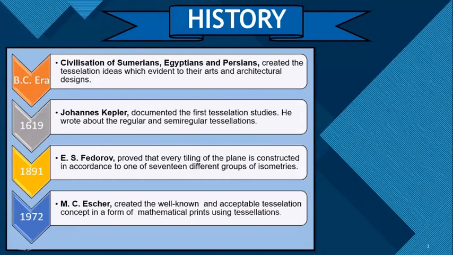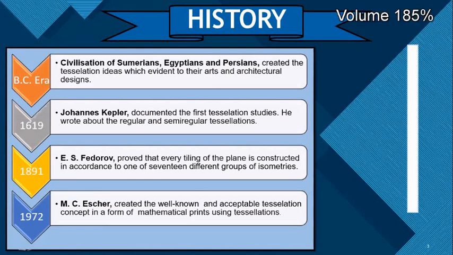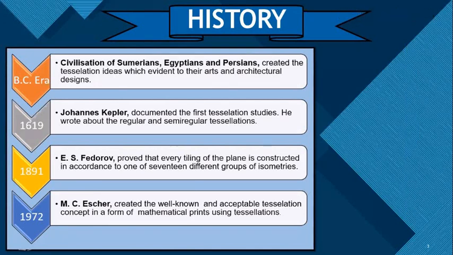Tessellation can be traced back even to ancient times. In the BC era, the Sumerians, Egyptians, and Persians built their homes and temples using clay tiles with geometric patterns. In 1619, one of the first documented studies about tessellations was done by Johannes Kepler, in which he wrote about two of several types of it, the regular and semi-regular tessellation. In 1891, the Russian crystallographer Fedorov proved that every tiling of the plane is constructed in accordance with one of 17 different groups of isometries. His work marked the unofficial mathematical study of tessellations.